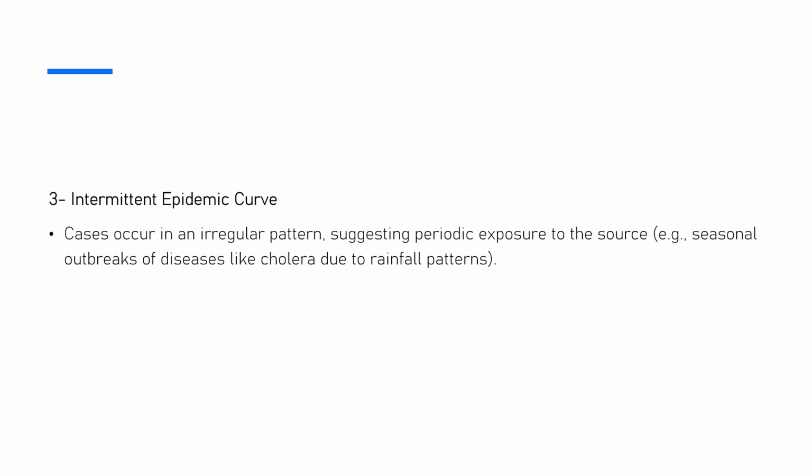Epidemic curve: it happens in an irregular pattern. So we will see that there's a period of time with high cases, then a period of time with fewer cases. It happens mostly in seasonal outbreaks of diseases, like for example cholera. It happens in parts of the time. So we will see that cholera is an outbreak, but it's not continuous, and it does not have a gradual rising curve.